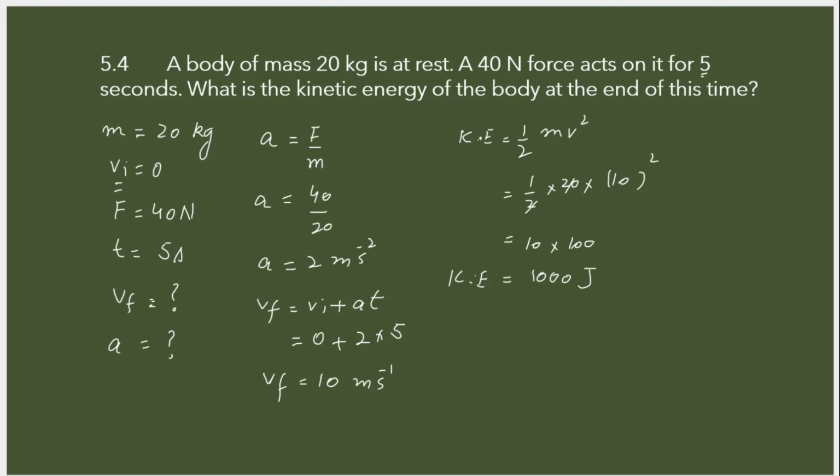And for the kinetic energy, its formula, the kinetic energy after 5 seconds will be equal to 1 over 2 mv square. You can write Vf here also. It depends upon you whether you write Vf or you may represent it as V also. So putting the values and simplifying them, we get that the kinetic energy after 5 seconds will be equal to 1000 joule.